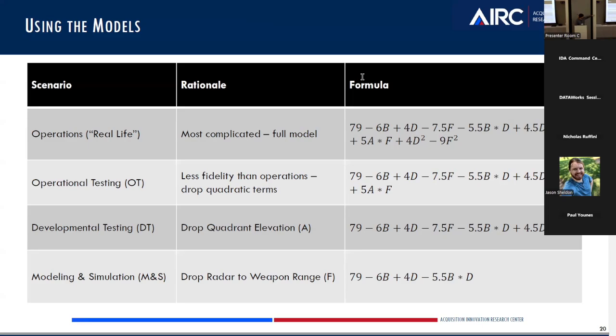And so we're going to make a series of simpler models that are represented below. For operational testing, we're going to drop the quadratic terms from the full model. Then for our DT model, we're going to make it one step simpler. We're going to imagine that we can't test quadrant elevation as part of developmental testing. And then we're going to go one step even simpler when we go to modeling and sim, because maybe our modeling and simulation capabilities just can't reflect all of the factors associated with this counterfire radar. Okay.